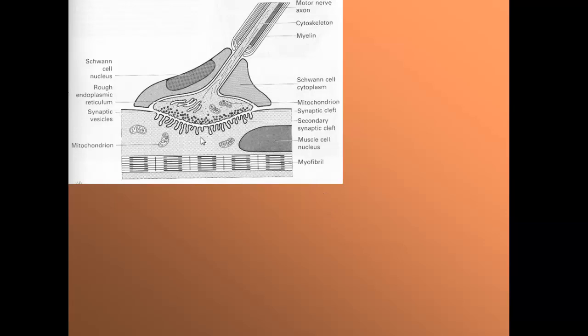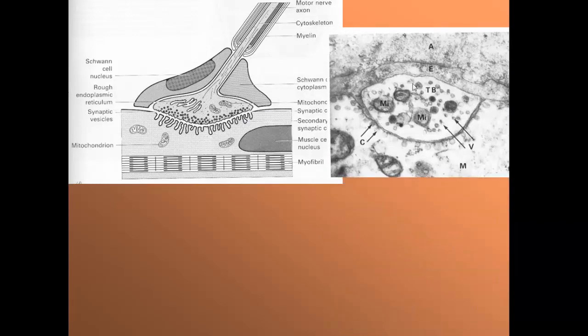This is not a synapse, but it is a synapse. This is a neuromuscular junction, and it is essentially the same structure as a synapse. It's the junction between a neuron and a muscle cell. Muscle cells conduct action potentials in just the same way that neurons do. This is an electron micrograph of an NMJ, a neuromuscular junction. This, of course, is a transmission electron micrograph rather than a scanning electron micrograph.